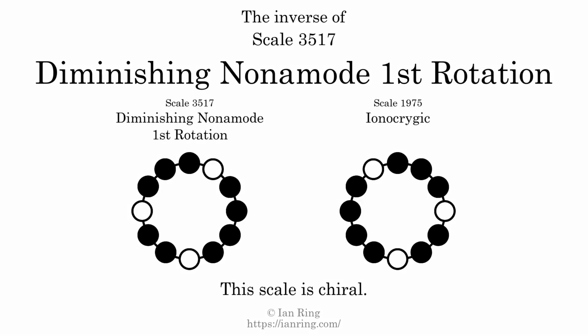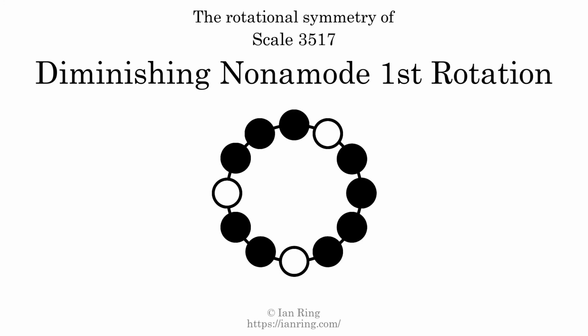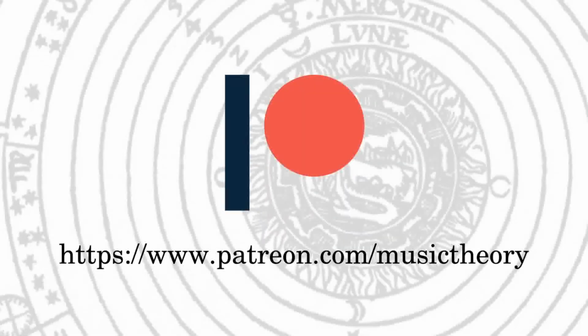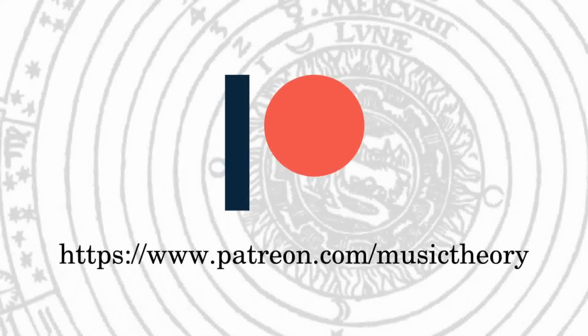The inverse of a scale is a mirror image. It is what you get when the sequence of intervals is reversed. The inverse of this scale is scale 1975, also known as anacrygic. This scale is chiral. It cannot transform into its inverse by rotational transformation. This scale has no rotational symmetry. For even more detail about this scale, visit ianring.com/musictheory/scales/3517.